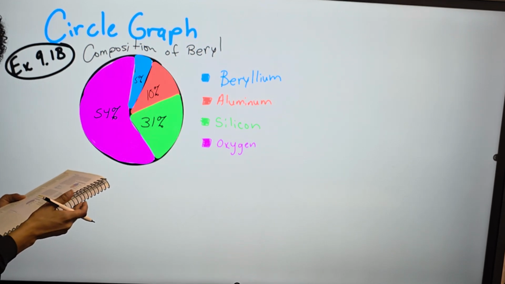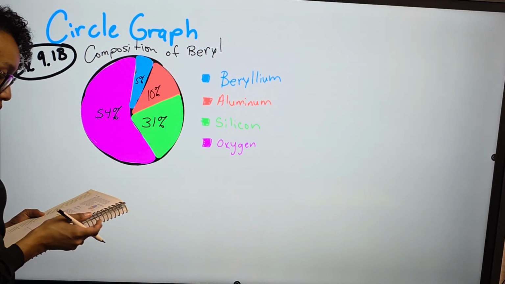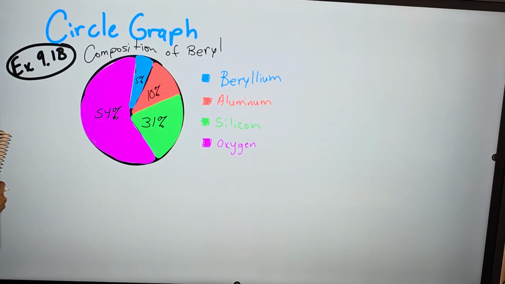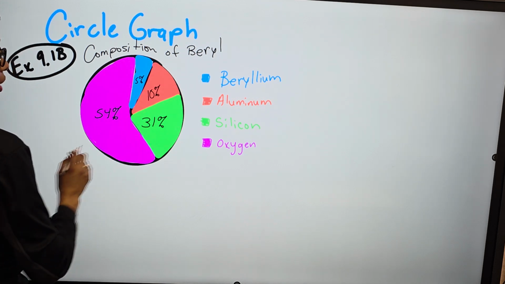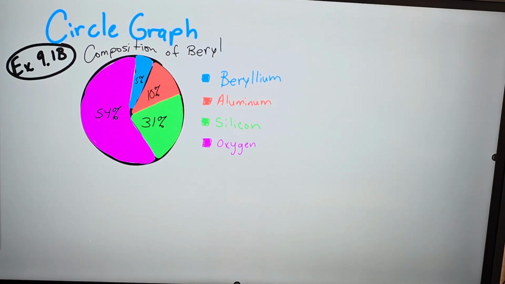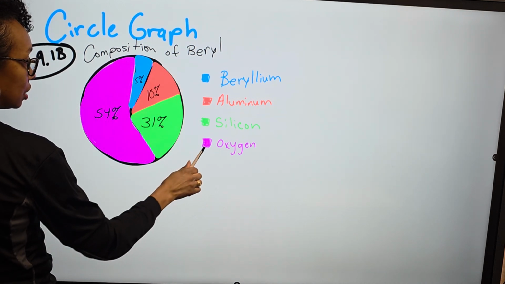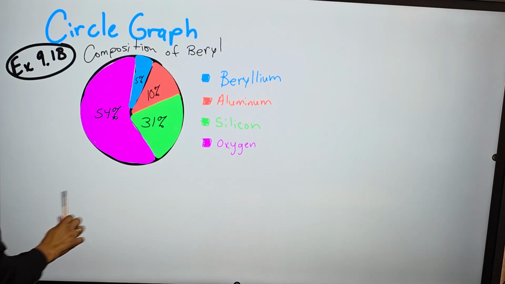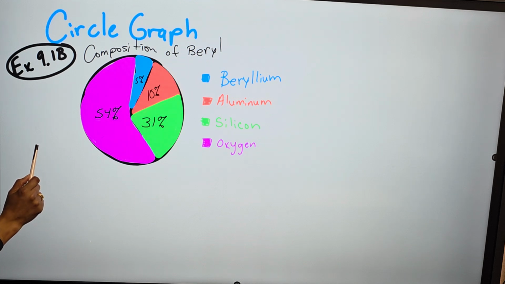Letter B says, if the sample of beryl had a mass of 300 grams, what is the mass of the silicon? Okay, and this is where the percents are going to help us to calculate this answer. I didn't need the percentages necessarily to determine which one was the largest, but I do need them when I want to calculate the amount of silicon there would be if the sample size was 300 grams.